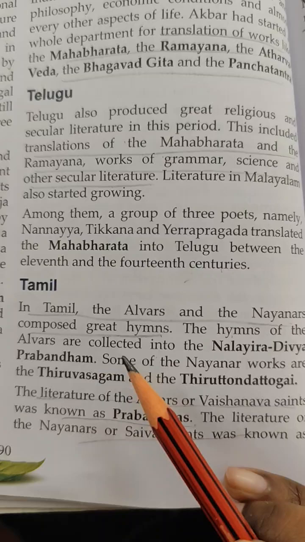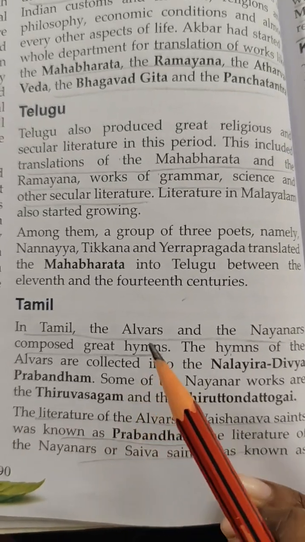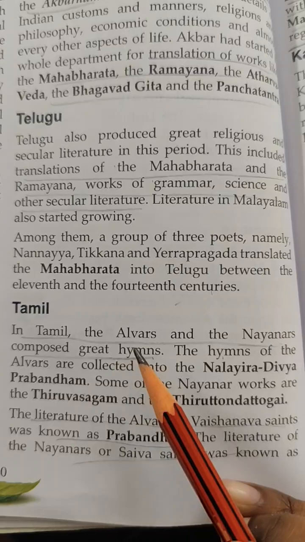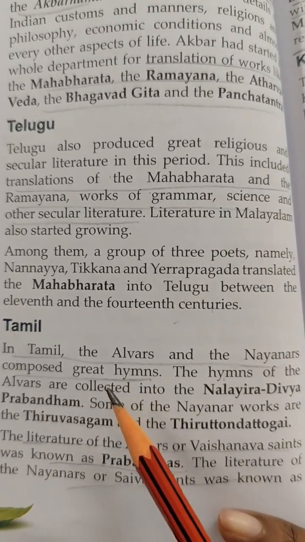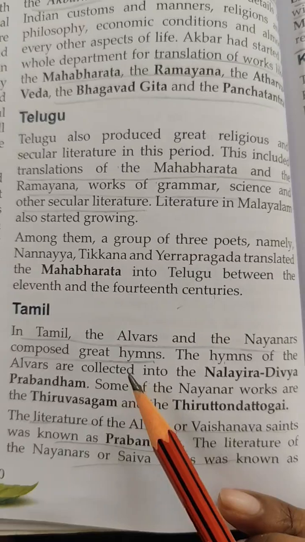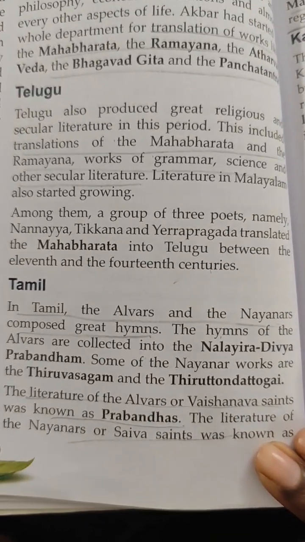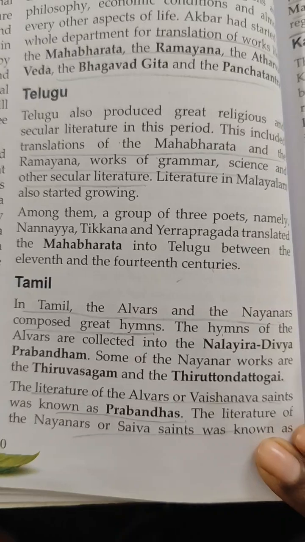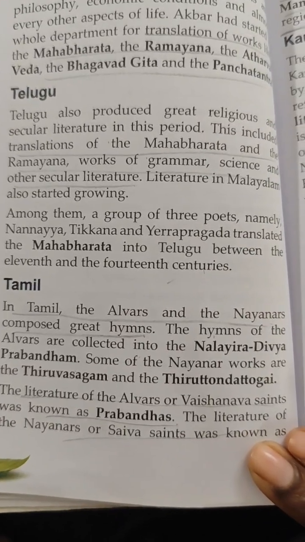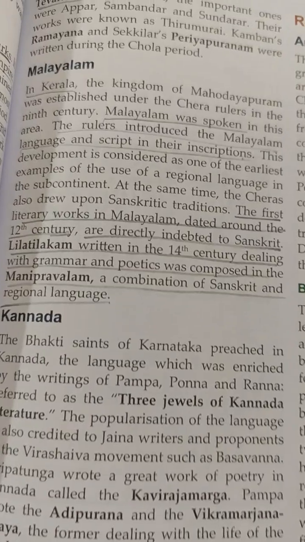Then in Tamil, the Alvars and the Nayanars that you have studied earlier were the saints of the Bhakti movement. They composed great hymns in the Tamil language to spread the Bhakti movement in South India. The literature written by the Alvars was known as Prabandhs, and the literature written by the Nayanars was known as Tevaram.